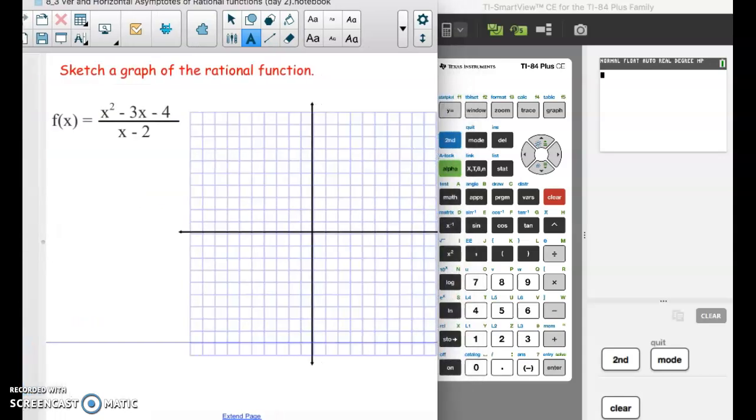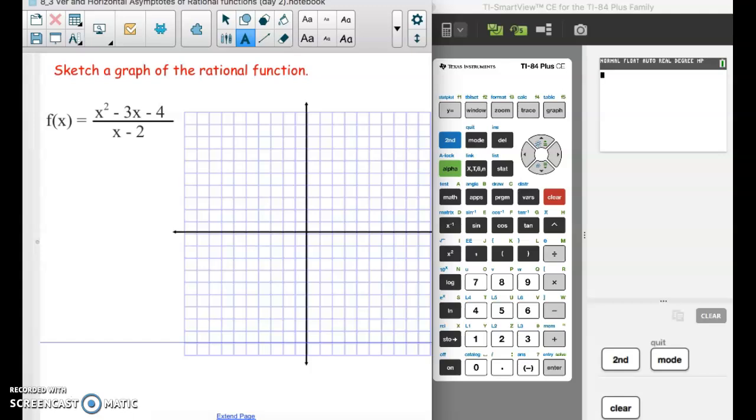We're going to try to pull the graphing together when we get back tomorrow, if we have school the next day. And so your focus today should be on the horizontal asymptotes.